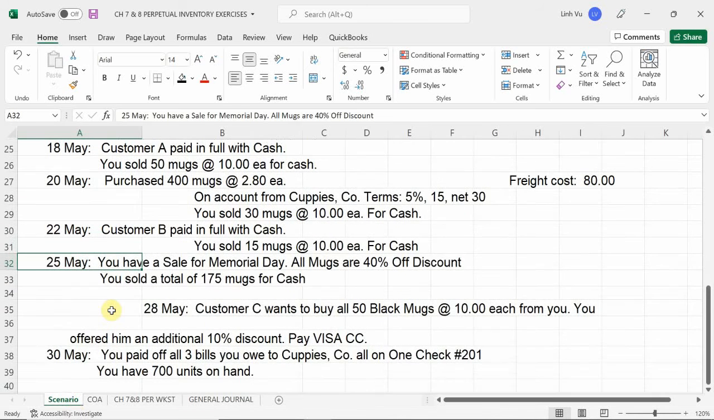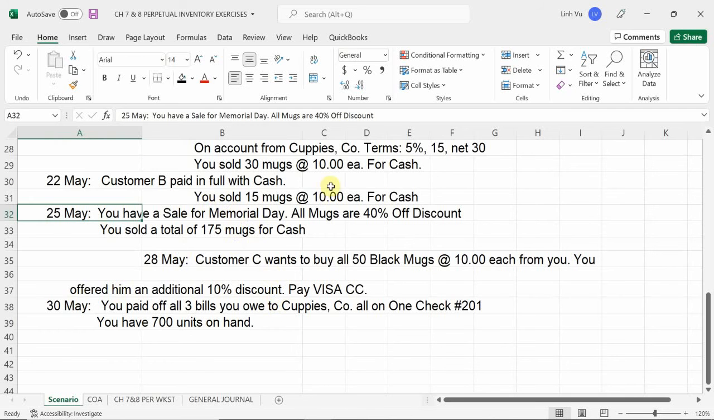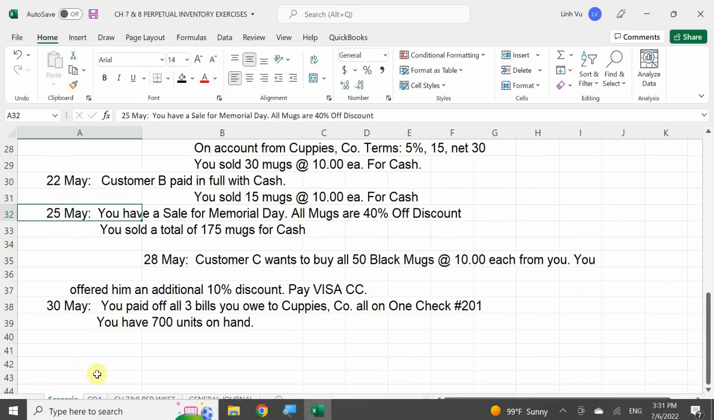Okay. So then here on May 28th, customer C wants to buy all 50 black mugs at $10 each from you. And of course, you decided to give him an additional 10% off discount because they got rid of the inventory that you didn't want to begin with. So they are buying off the 50 black mugs that you put back into your inventory. And customer C decides to pay with a Visa credit card. Okay? So let's take a look.